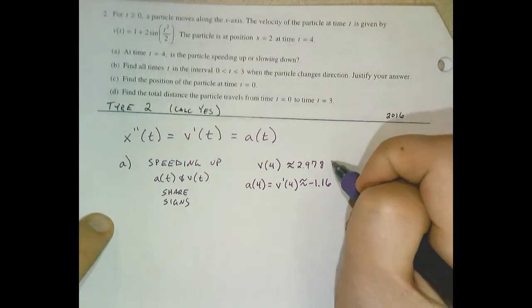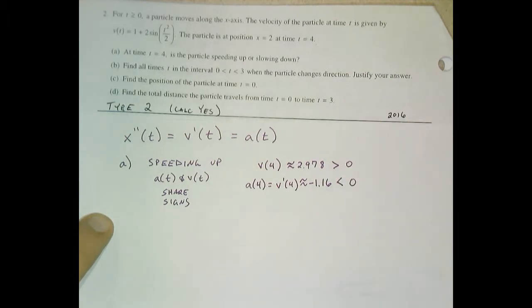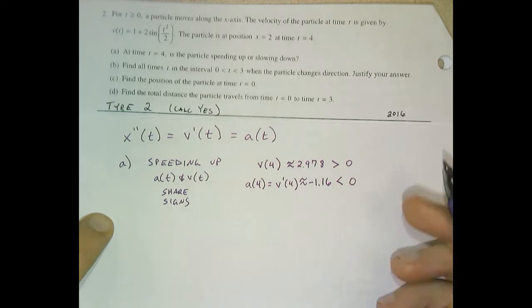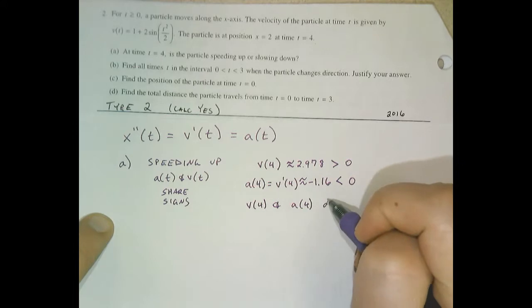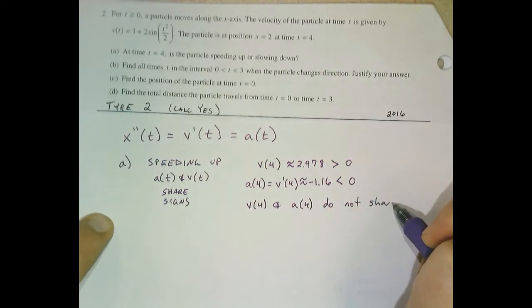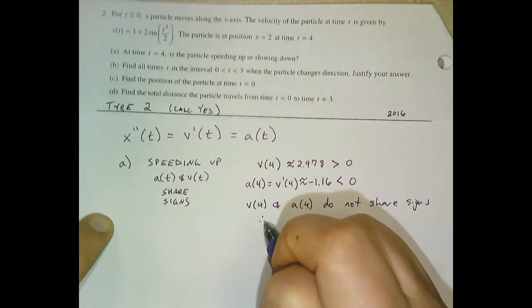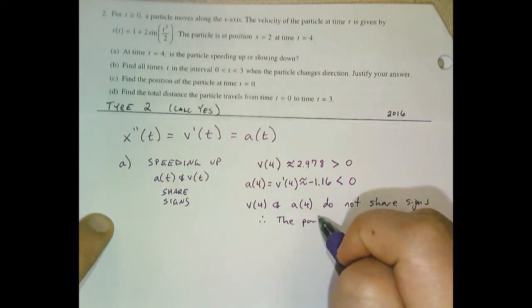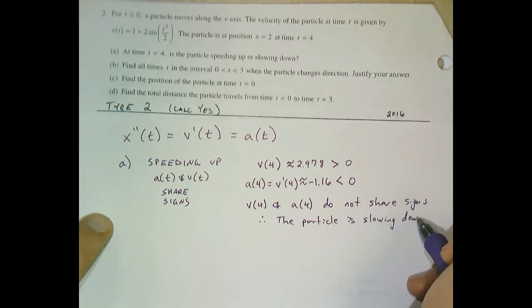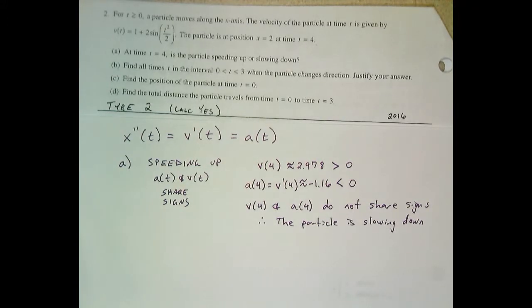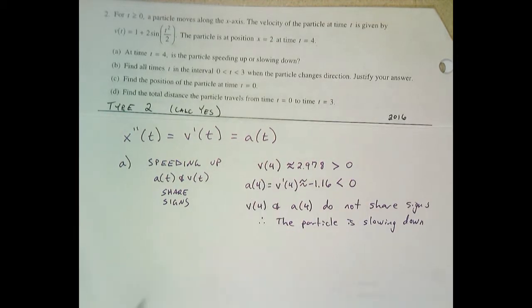And this answer is clearly positive, and this answer is clearly negative, because they do not share signs. V of 4 and a of 4 do not share signs. Therefore, the particle is slowing down. Okay? If you have no concept how to tackle any of these position problems, just start evaluating derivatives, finding derivatives, doing stuff like that. It'll get you points some of the time.